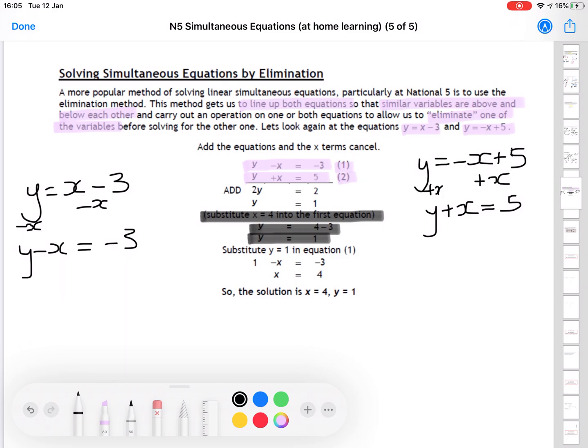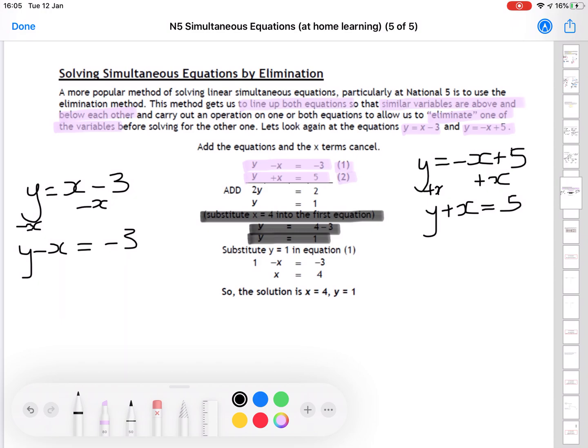So what I mean by that is you have to have one y and one y, or it could be 1x and 1x, or it could be 3x and 3x, 6y and 6y. The letters just both have to have the same coefficient, okay? So the same number in front of the letter. So in this example, we have a single y in both equations and a single x. So we could actually eliminate either of those letters.